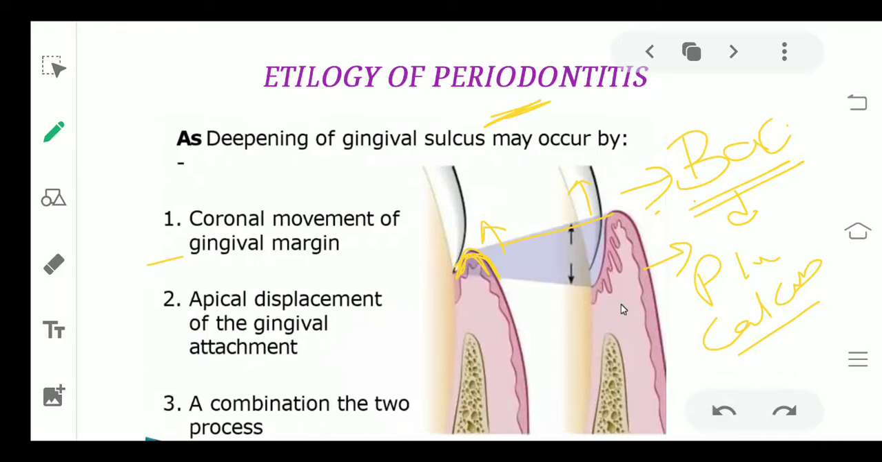Now the gingival attachment is, if I show you in this figure, this attachment here, the attachment of the gingiva to the tooth structure, or to the bone I should say. In the other case, this gingival attachment has shifted from this particular area downwards, and downwards here should be mentioned as apically. So apical displacement of the gingival attachment or coronal movement of the marginal gingiva can lead to deepening of the gingival sulcus. Either one of them can take place, or a combination, meaning both can take place at a time. And in most conditions we see that both of them occur at the same time.